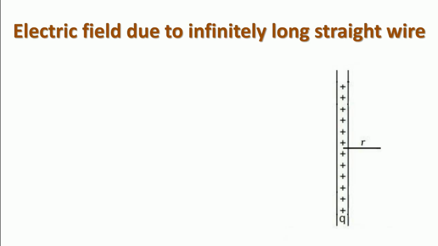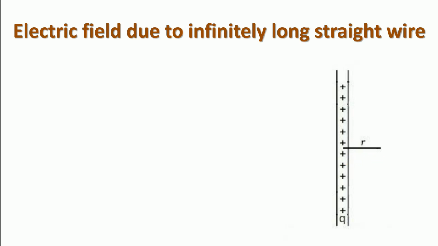So here we have our first application of Gauss's theorem, which is electric field due to an infinitely long straight wire. Let us consider an infinitely long straight wire on which the charge plus q is uniformly distributed. We need to find out the electric field at a distance r from this straight wire.